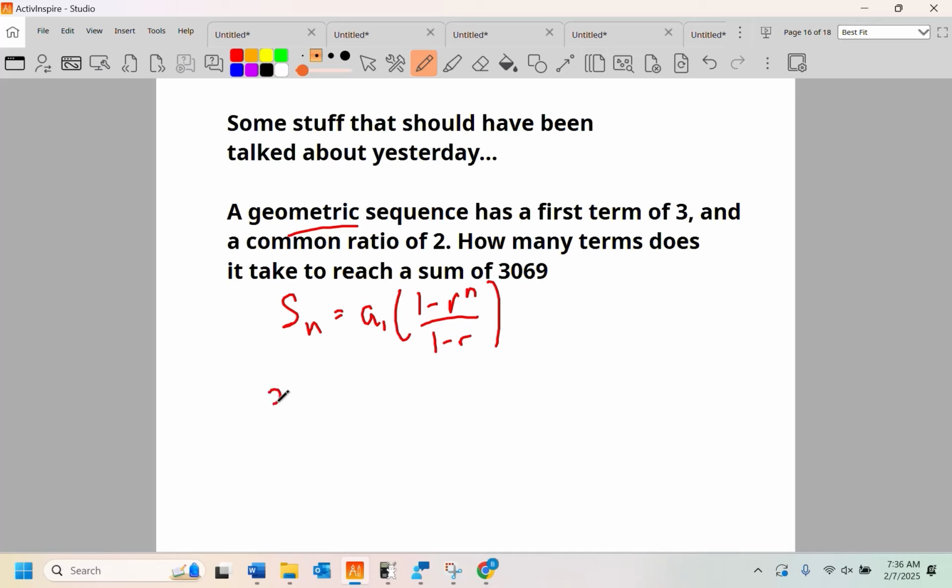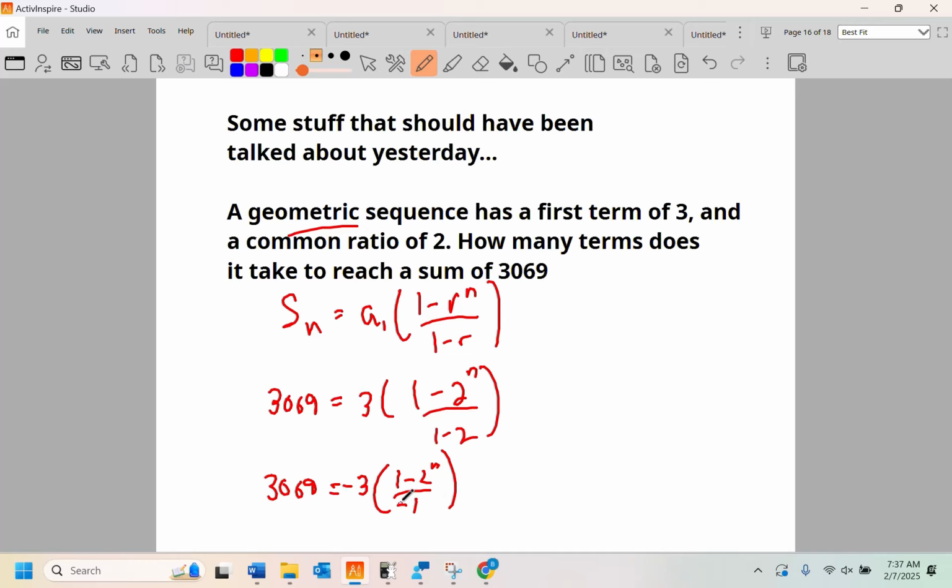All right, I know the sum is 3069. It must be equal to the first term of 3 times 1 minus 2 to the n. If it's positive, don't worry about wrapping over 1 minus 2. It's 3069 equals 3 times 1 minus 2 to the n over a negative 1. That's going to make that a negative 3, right? We're going to divide that negative 3 out. That's going to be negative 1,023 equals 1 minus 2 to the n.